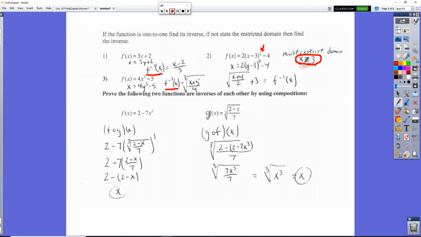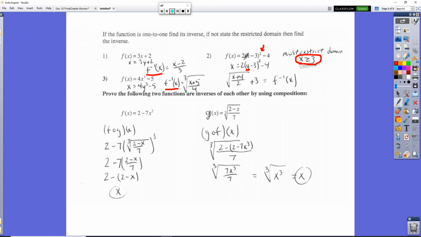You could have chosen to keep the left side of the parabola, and your restriction will be x is less than or equal to 3. But if you do that, that makes your job harder. Keeping the right side of the parabola is going to make your job easier. Now that we've made that restriction, we are ready to switch the x's and the y's in the formula, and then resolve the equation for y.